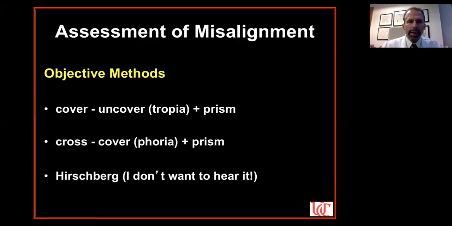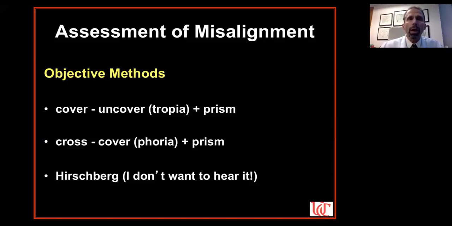Now, Hirschberg testing, where you look at the corneal light reflexes, can be done, but I don't want to hear about Hirschberg if the patient has decent vision in both eyes, meaning they can fixate on a distant target, and if the patient is cooperative. So obviously in a baby, it may be hard to get them to fixate. If someone is blind in one eye, then a Hirschberg test is fine because they can't fixate with the other eye. But if the person is able to sit in your chair and is able to respond to your commands, I don't want to hear what the eyes look like. I want to know what the alignment is.